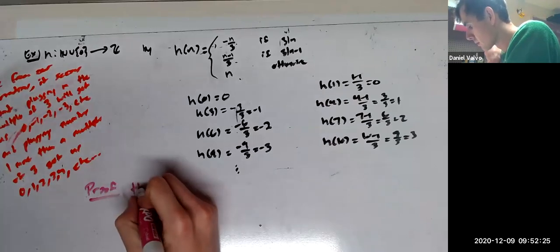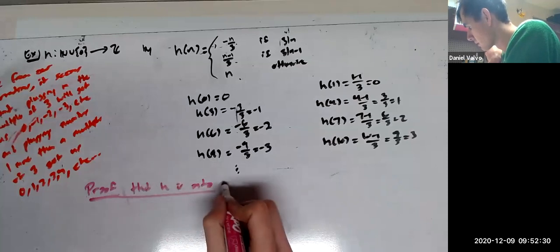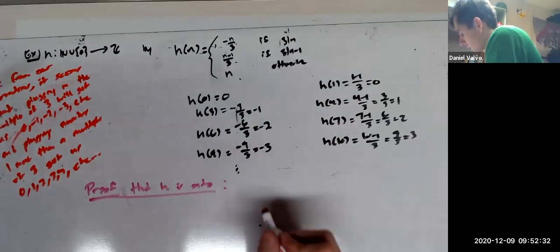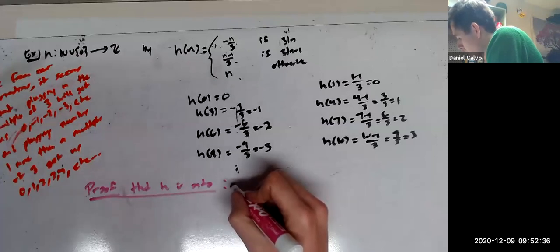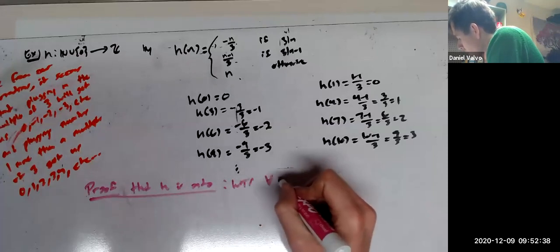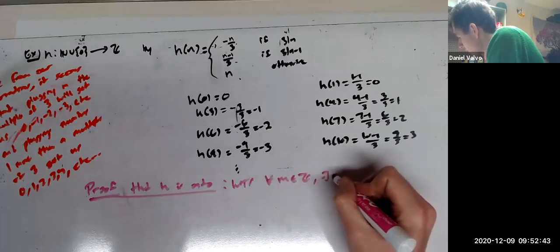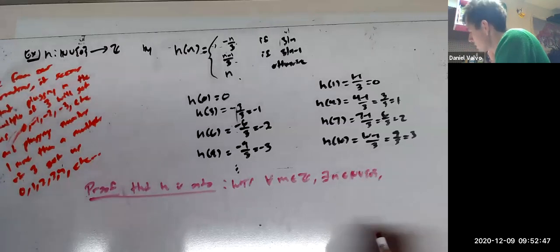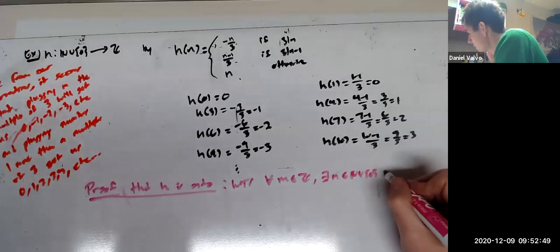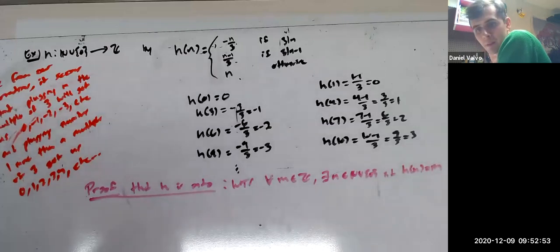Proof that H is onto. So the proof goes like this. Again, remember, we want to show for all m in our codomain Z, there exists an n in the natural numbers union 0, such that H of n equals m.